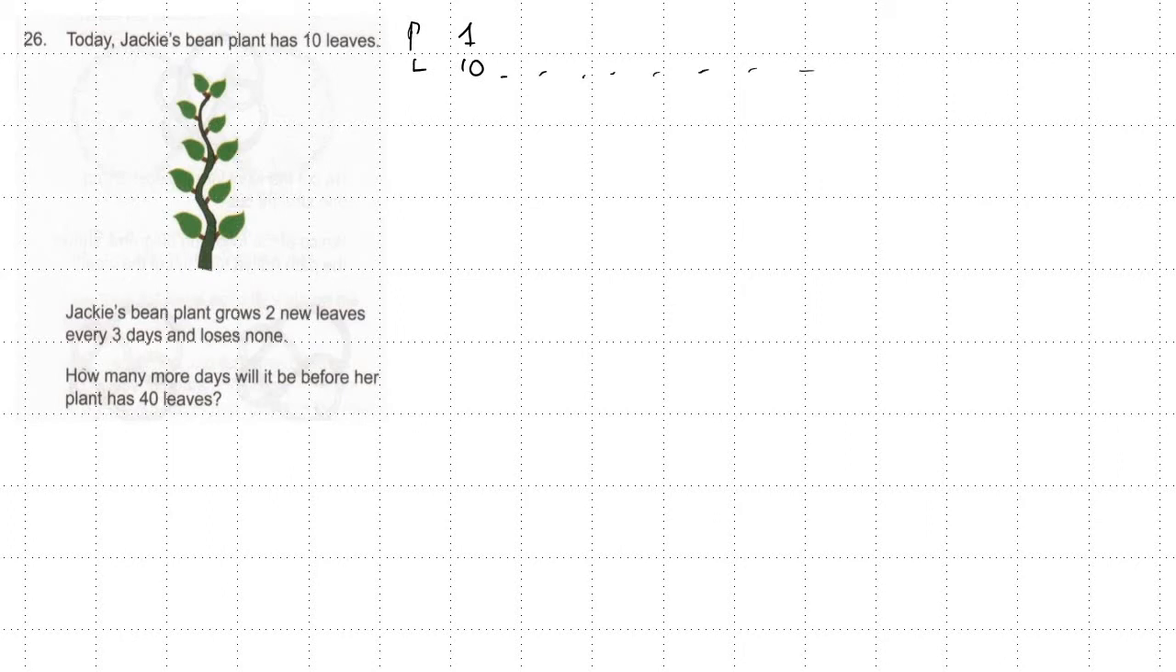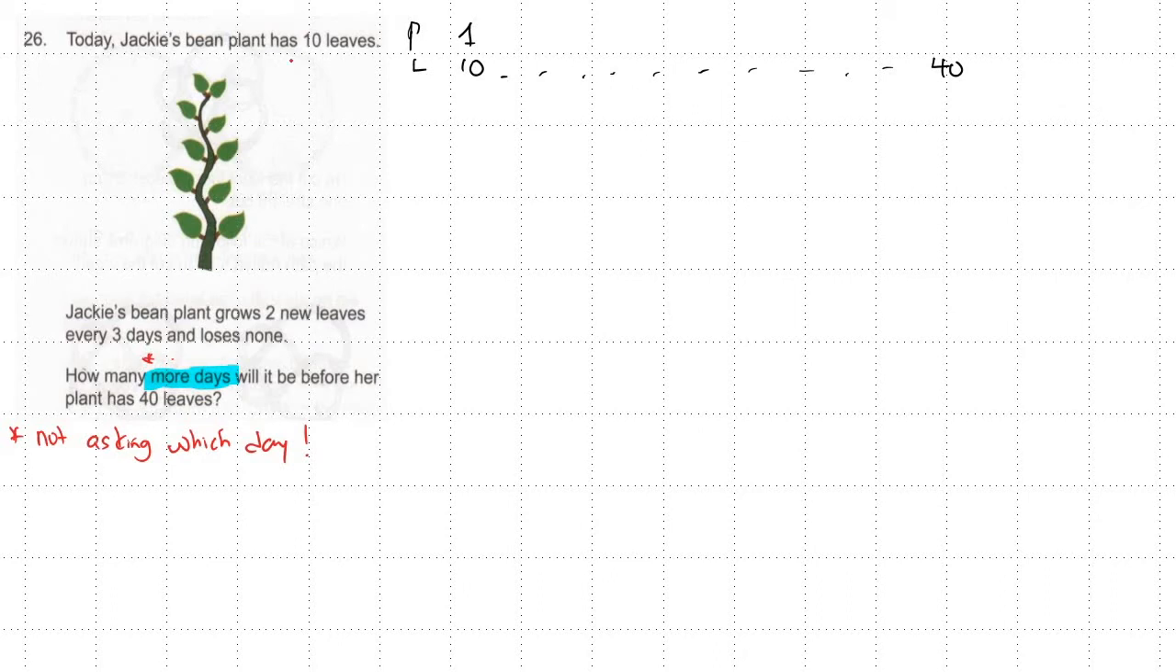Okay, for such a question it says that day 1, right? We put day 1, which is pattern number 1. It has how many leaves? It has 10 leaves. And then it's asking you how many more days. So I underline this: more days. First you must tell yourself it's not asking each day. There's a difference, I know. Not asking each day, it is asking more days.